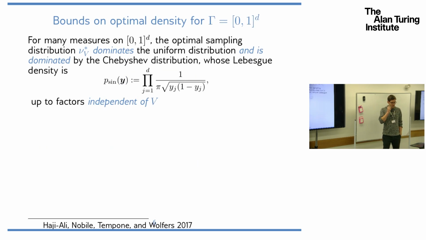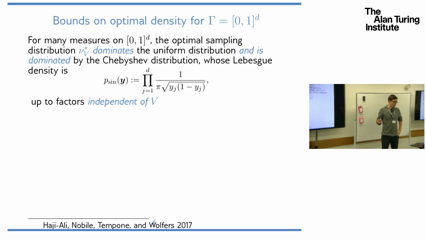The second question was about whether there's some analysis that can be done on these optimal distributions. This one I can answer partly in the case of a hypercube, where it can be shown that for many measures, and writing down the specific conditions would be a bit too technical. But for example, these families include Jacobi measures, so in particular they include Chebyshev measures and Lebesgue measures.